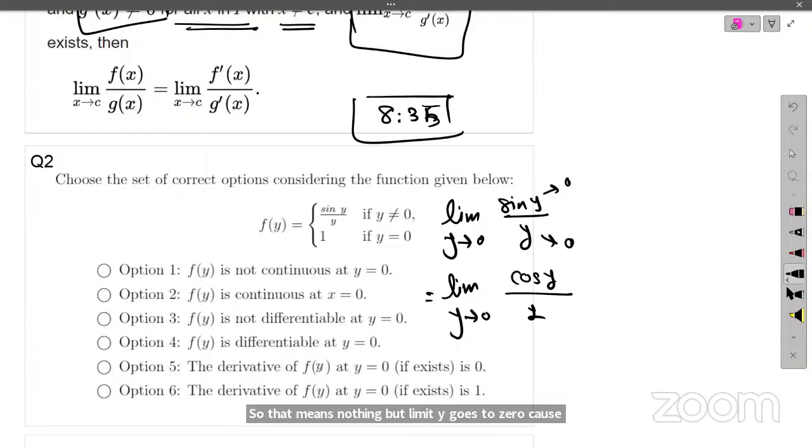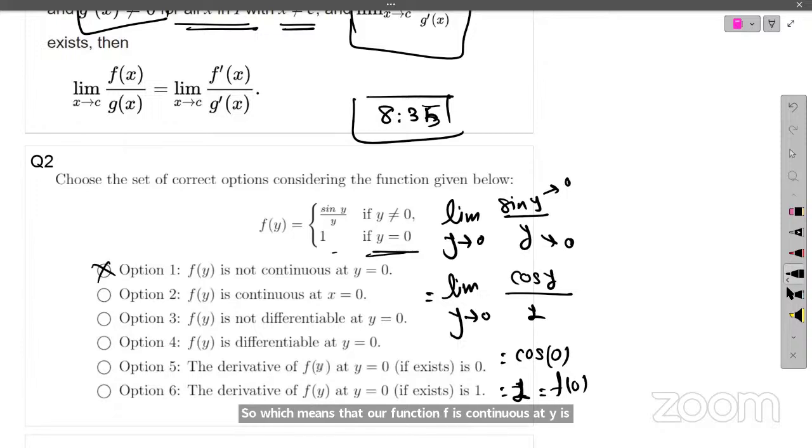We know that cos is a continuous function. So that means this limit will be equal to cos of 0, and we know that cos of 0 is equal to 1. It's already given that the value of the function at 0 is 1, which is equal to f of 0. So our function f is continuous at y equals 0.